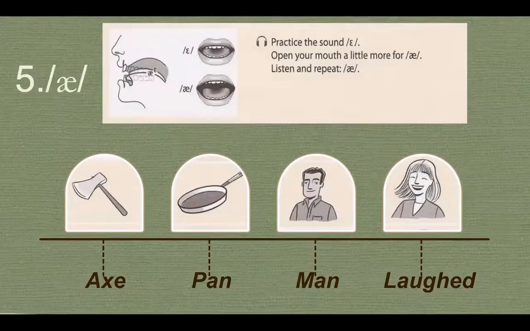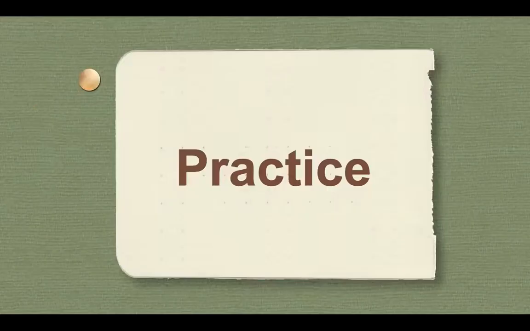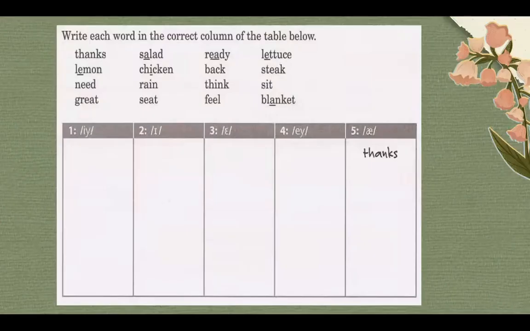And next one, we have this vowel sound A. To practice this sound, you need to practice the sound A. However, in this sound, you need to open your mouth a little more for A. Okay, so let's practice this sound A. Axe, pen, man, loud. Let's practice again. Axe, pen, man, loud. Okay, so that's the 5 vowel sounds we already learned. Now it's time for you to practice the 5 sounds below.